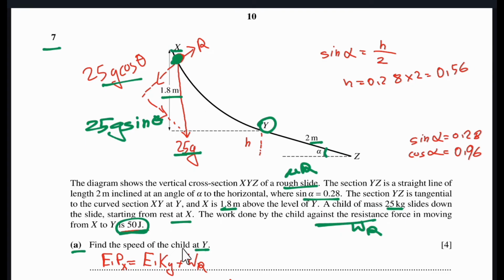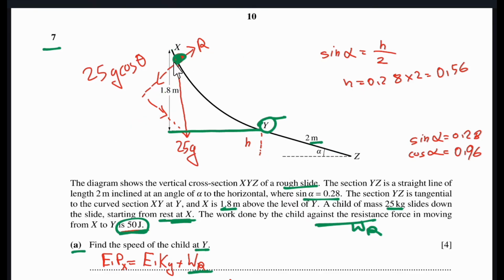To find the speed at y, first of all, if we consider this base, then this value is the height from the base. So at this point, the gravitational potential energy is equal to the kinetic energy at this point plus work done against resistance. It is already mentioned in the question that it is at rest at x, so the velocity is 0 and the kinetic energy is 0.